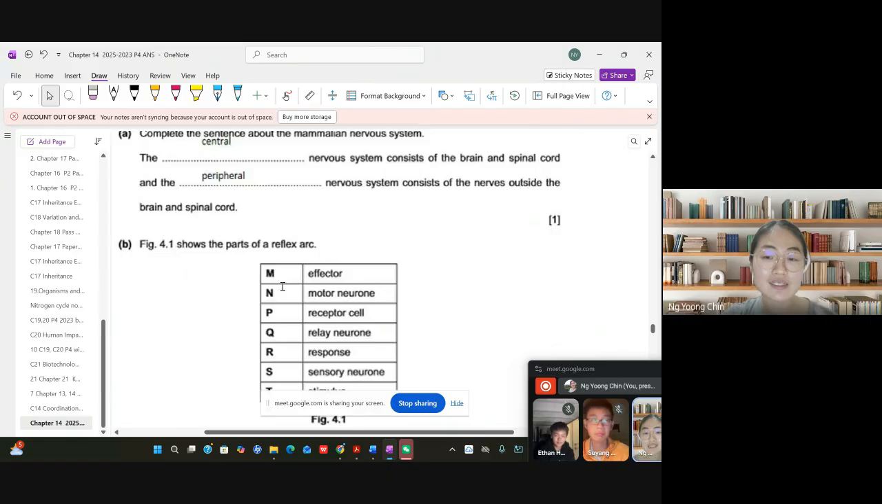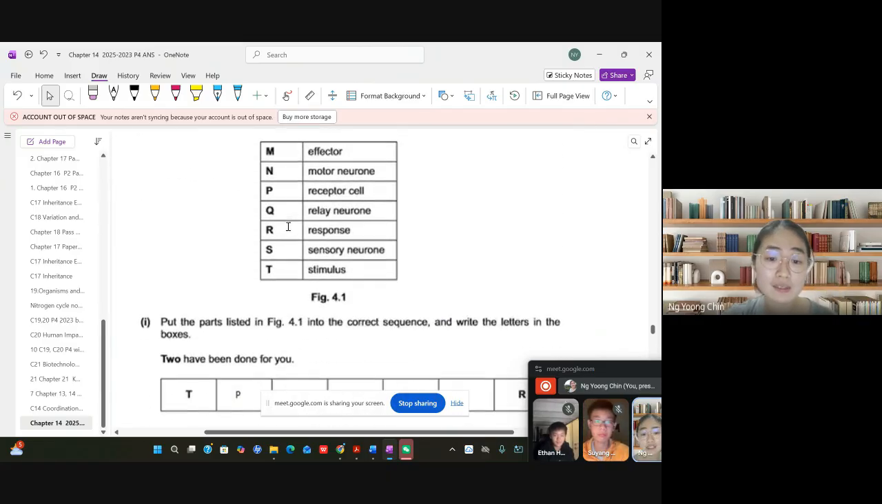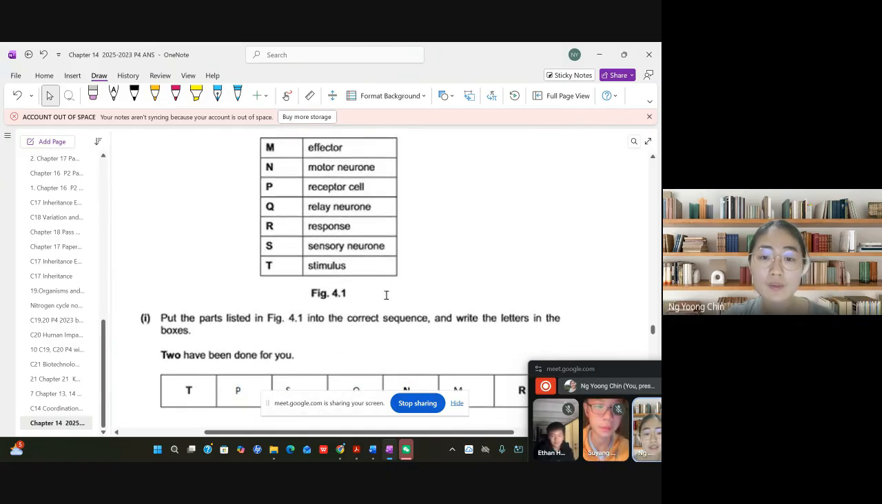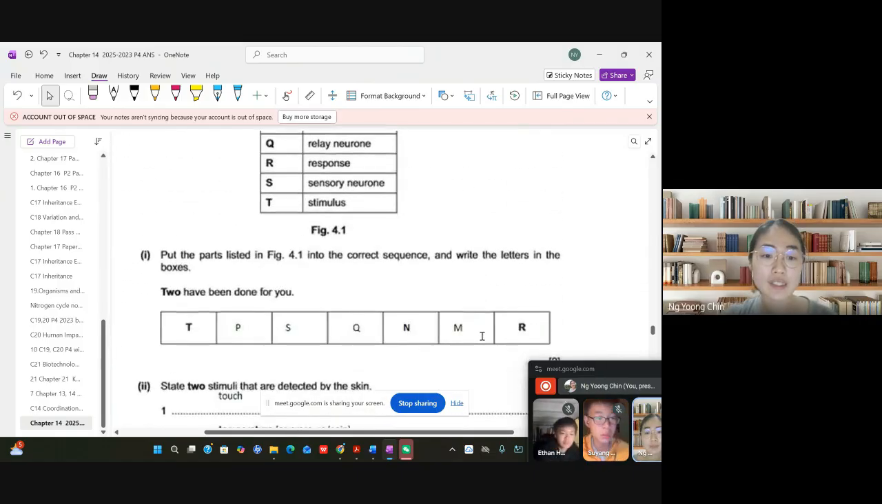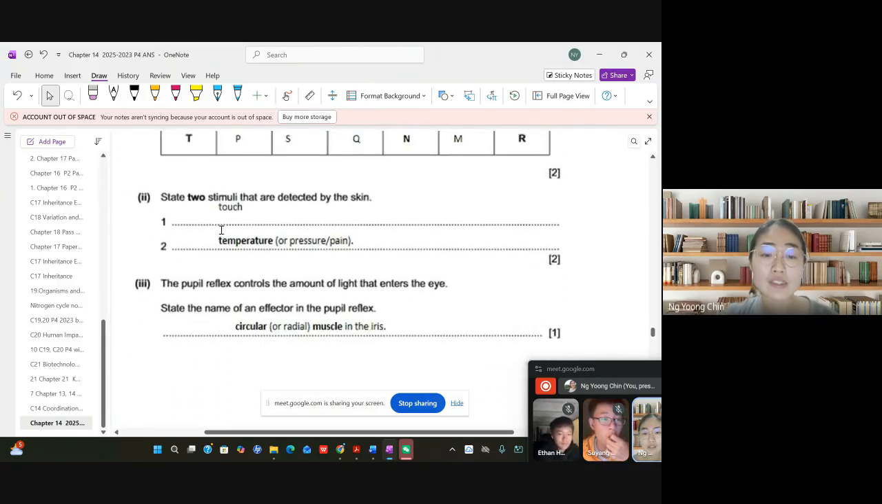Okay, the central and peripheral nervous system. And then this is the order. Actually, I shouldn't give you the answer. Later I'll find some questions for you to do, and then you try to complete it. So this is the stimulus: touch and temperature, pressure or pain. And then the pupil reflex. The pupil reflex is controlled by the circular muscle and the radial muscle in the iris.